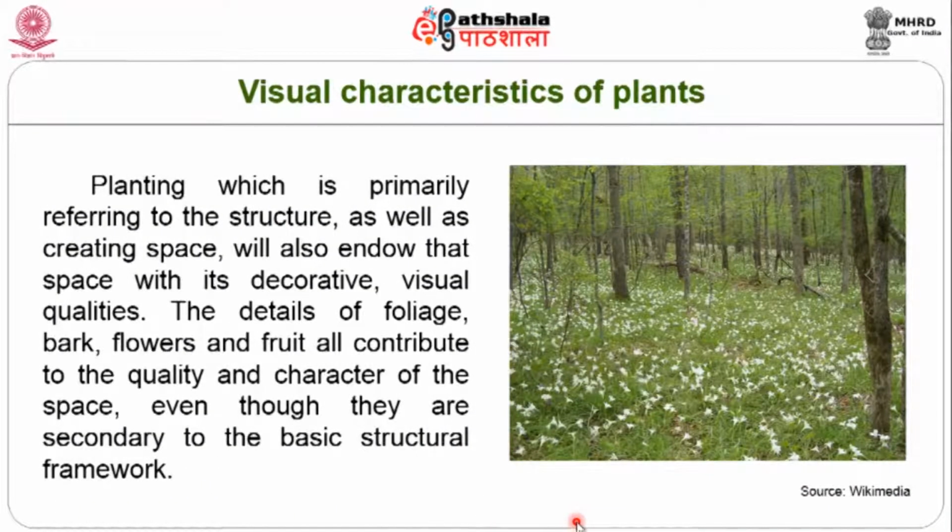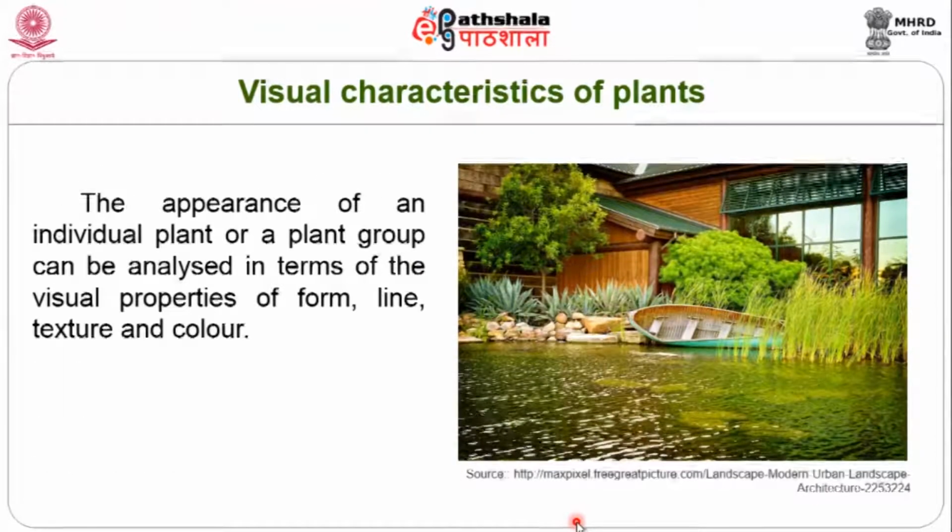As you saw earlier, planting, which primarily refers to the structure, will create space, and it has its own decorative and visual qualities. These qualities are formed by the details of the foliage, bark, flowers, and also the character of the space that surrounds it is established by the forms that are there in the particular structure. When we say visual characters, they can be analyzed into different characters such as form, line, and texture that can be identified in a particular planting group.